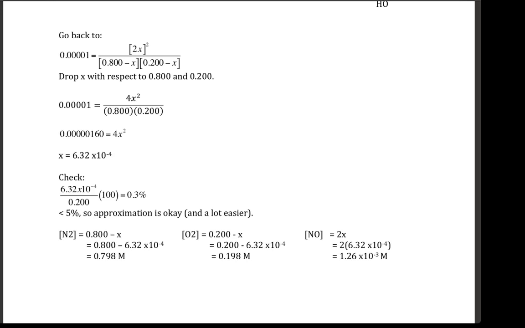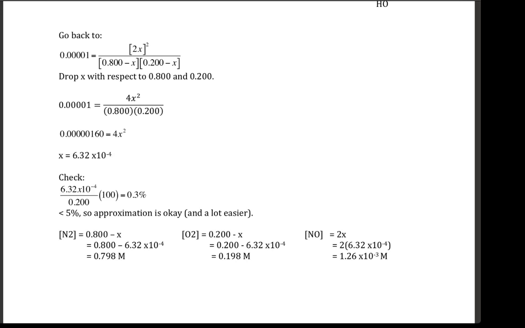Okay, so with that approximation, we have 0.00001 equals 4x squared divided by 0.8 divided by 0.2, and the math is so much easier. We can very quickly get that 4x squared is equal to that tiny number. We can simply solve for x, which gives us 6.32 times 10 to the minus 4.